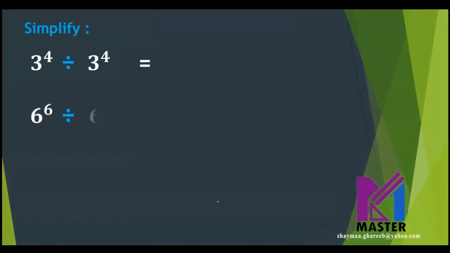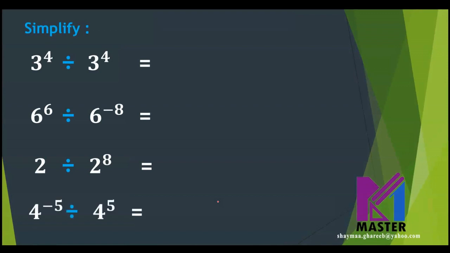Now, let's have more practice questions. I want all of you to try to do all these questions on your own, then check your answers with the video. Are you ready? 3 to the power of 4 divided by 3 to the power of 4. We are going to subtract 4 minus 4 equals 0, which is 3 to the power of 0, which is 1 whole. And also I can just do it in division. When I divide a number by itself, the answer is always 1.